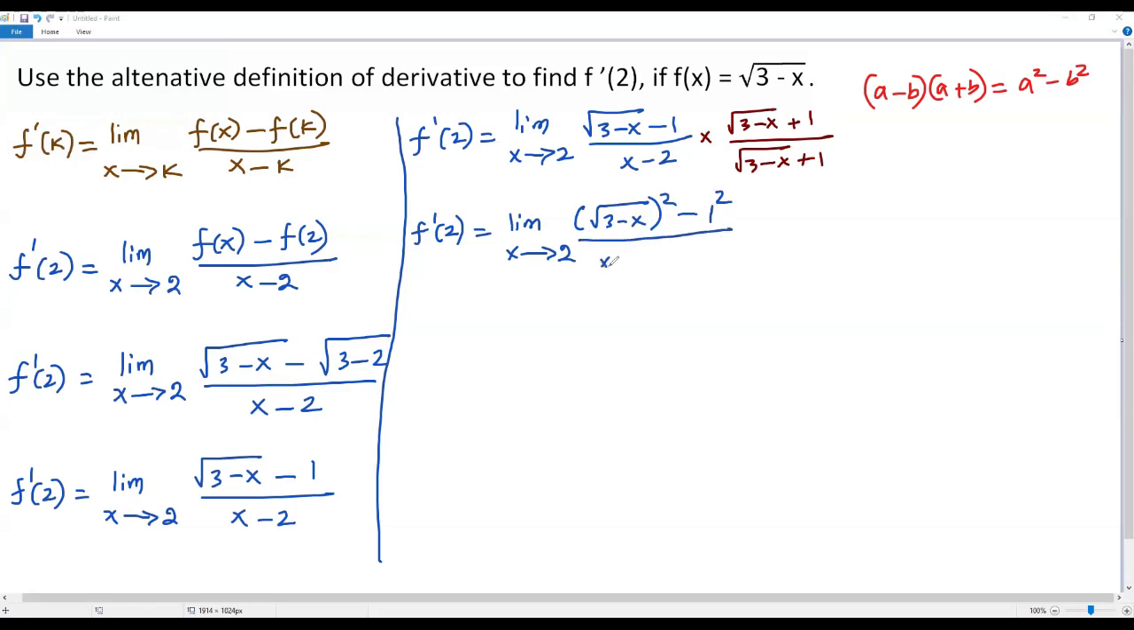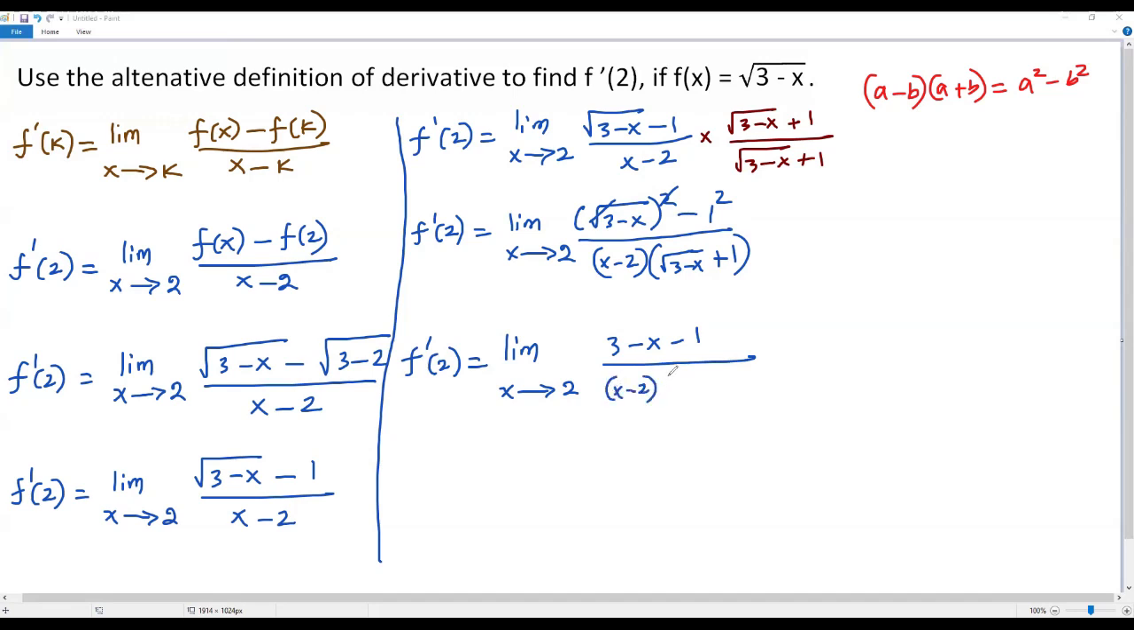And in the denominator, I have to multiply the two denominators, x minus 2 and this one. So I'm getting square root of 3 minus x plus 1. Okay, here this square root and square will cancel out. So f prime of 2 equals the limit as x tends to 2 of 3 minus x minus 1 square, which is just 1, over x minus 2 times square root of 3 minus x plus 1. Okay, when I simplify this positive 3 and negative 1, it will become just 2.